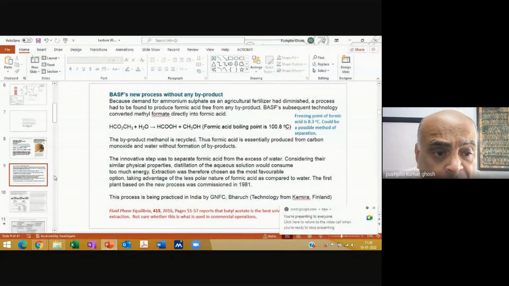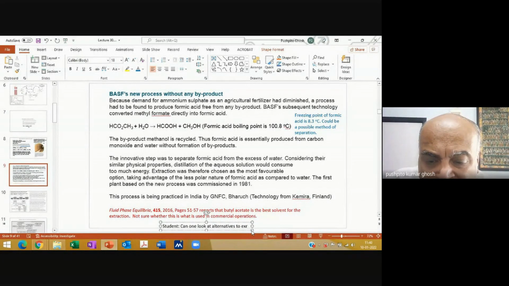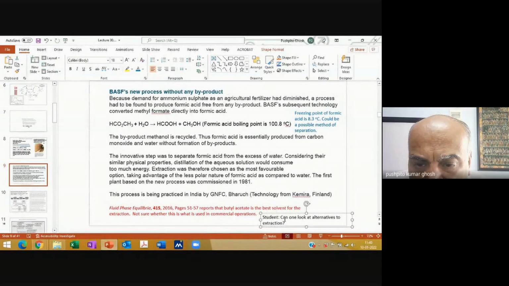Let me just put it down because it's such a good idea. Can one look at alternatives to extraction? This is another thing that I would advise you all to also look at.